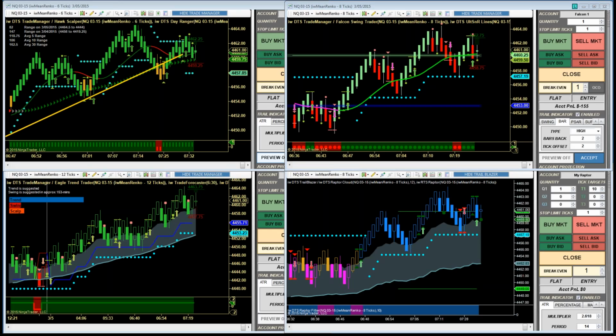Sometimes I'll also run a bond chart opposite my index charts, because the bond market does have a tendency to move opposite of what the stock market is doing. They also say that the bond traders are the smartest traders in the world. I like to think so. I used to trade the bonds a little bit.